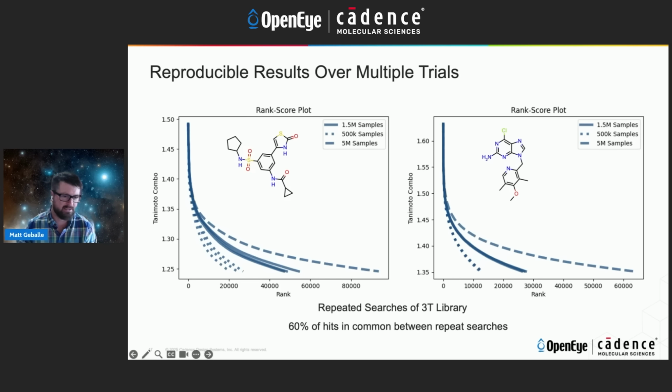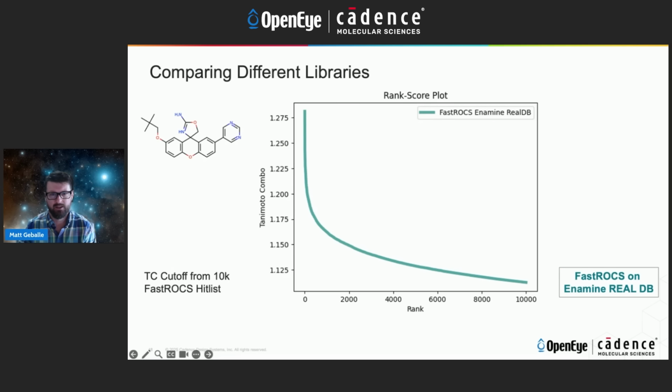But overall, we can say about 60% of the hits are in common between any 2 repeated searches at the 1.5 million sample level. So there could be reasons to do multiple searches if you're worried about reproducibility, but it's quite high. We also looked at the effect of searching different and larger libraries, and now we're switching to the different score regime that I talked about before.